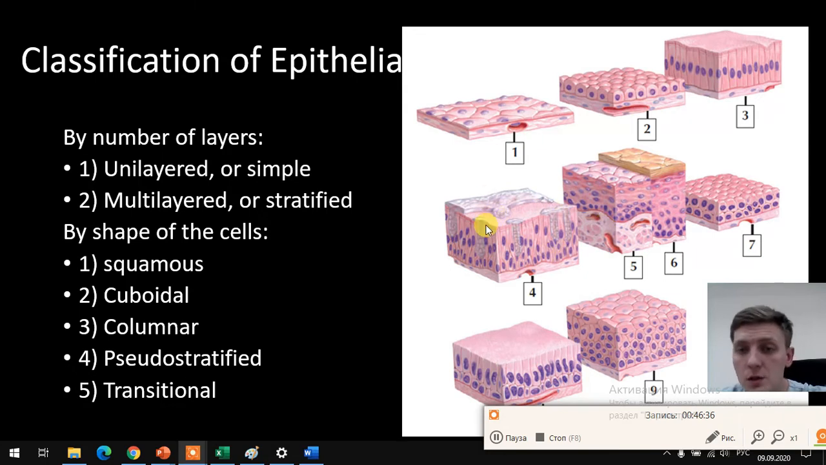Usually the surface of this epithelia is very mucous, and examples are once again the respiratory tract, starting from the nasal cavity, trachea, then bronchi and bronchioles. They are made up of this epithelium.